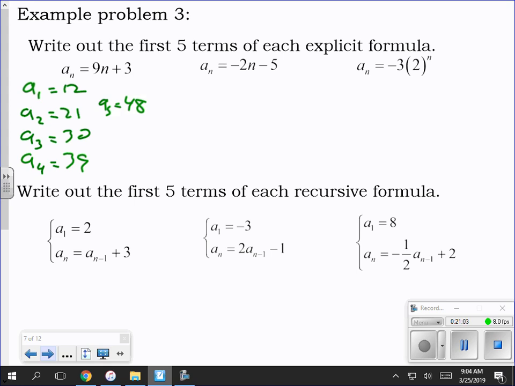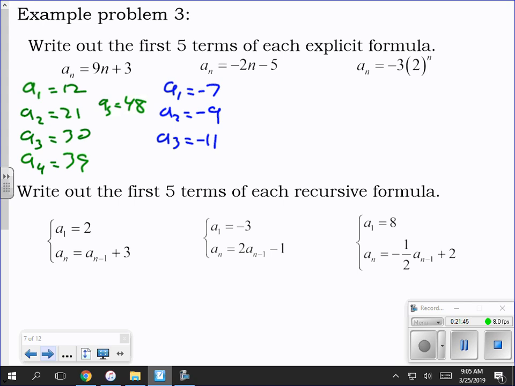So the next one, pretty simple as well. A sub 1, put in 1. 1 times negative 2 is negative 2 minus 5 is negative 7. A sub 2, 2 times negative 2 is negative 4. Negative 4 minus 5 is negative 9. A sub 3, plug in 3. Negative 6 minus 5 is negative 11. Now, notice what's going on with these numbers here. What are they doing? They're going down by what?